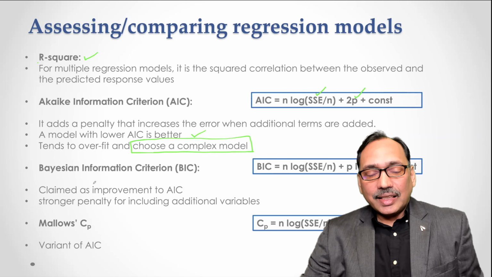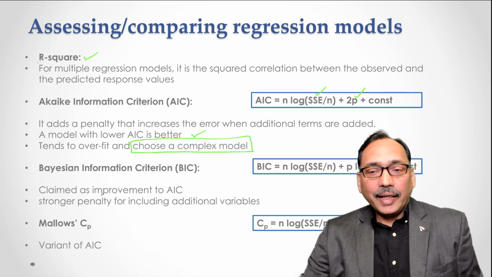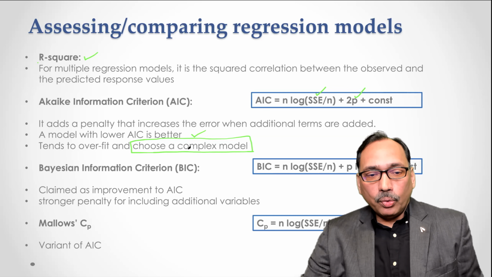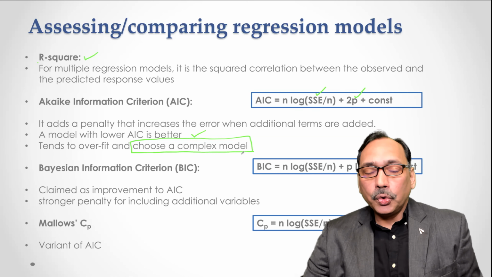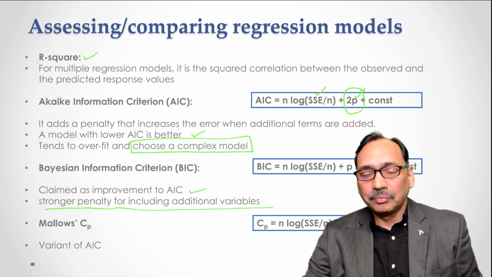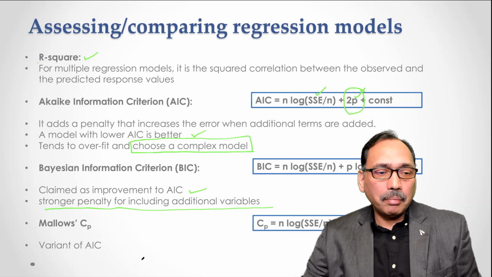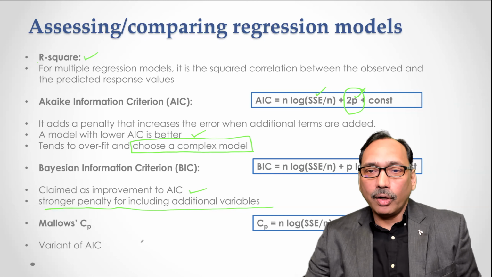So BIC is a slight improvement over that. It's Bayesian information criteria, and it is claimed as an improvement over AIC, which tends to make it more complex. This one provides a stronger penalty for including additional terms. So if you do P log of n, that's what gives you BIC. Other things remain constant here. And there's another variant of AIC. So BIC is also a variant, but another variant is Mallows' Cp, which is also very common.